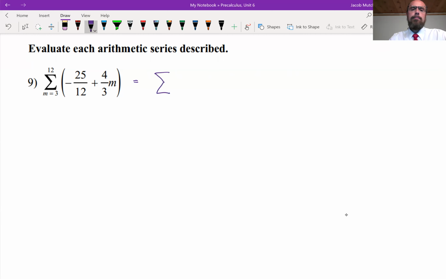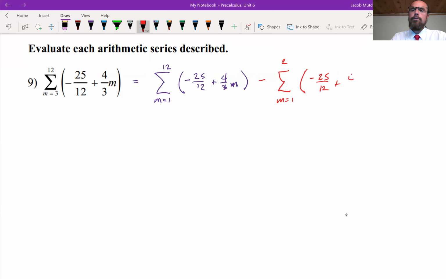And the way that I would set this up is I would consider the full series from m equals 1 up to 12. So notice I'm including the two terms that were missing in my original of -25 over 12 plus 4/3 m. But then I need to take away or subtract the two terms that are missing. So I would take away the summation from m equals 1 to 2 of the same explicit formula, -25 over 12 plus 4/3 m. So I do have two of these to calculate.